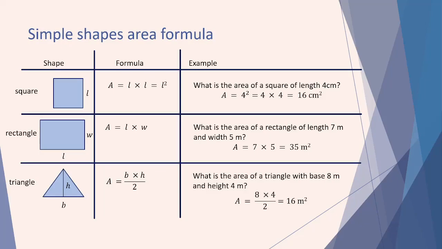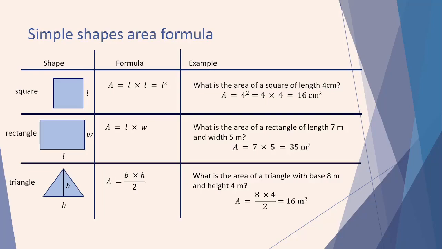Now, if we know the length of one side of a square, we know the length of all the sides. And the formula for an area of a square is length times length, or length squared. So if I have a question, what is the area of a square of length 4 centimeters? I just get the length that I know, 4 centimeters, and I square it. So I have 4 times 4, which is 16, and the units are centimeters squared because we started off with units of centimeters, and area units are always squared units.